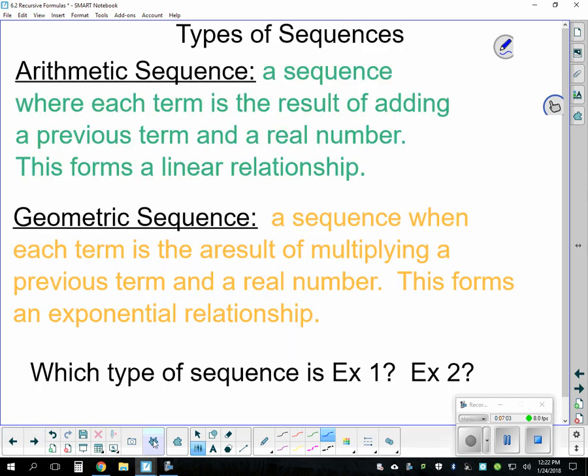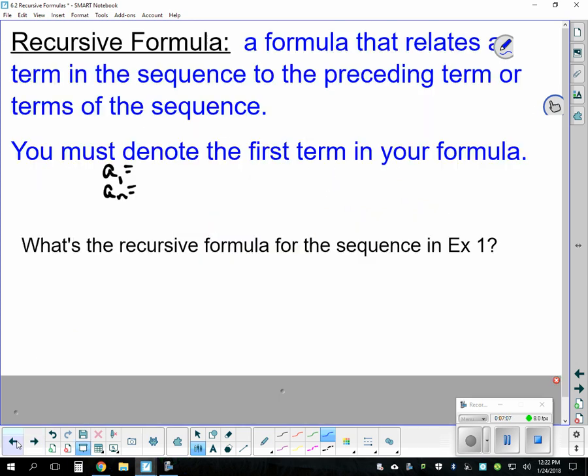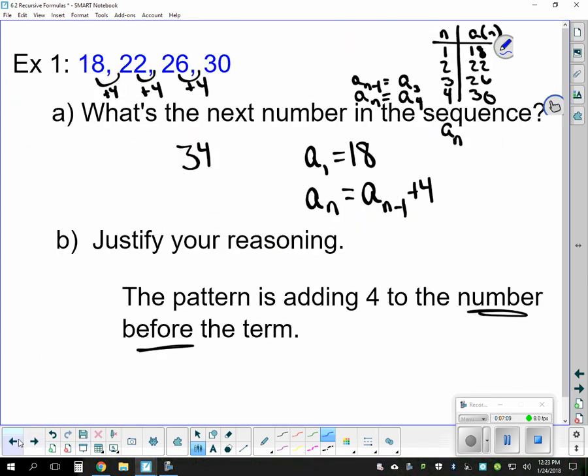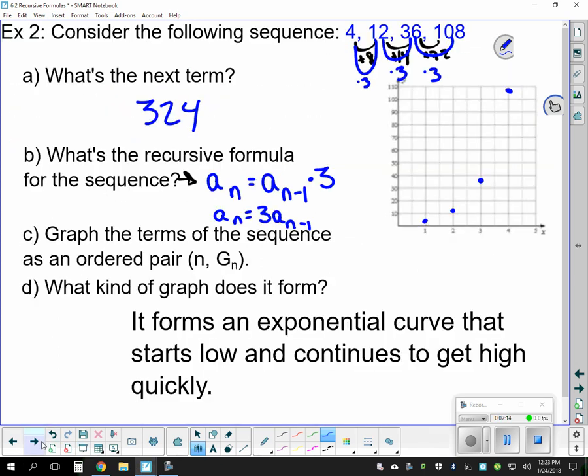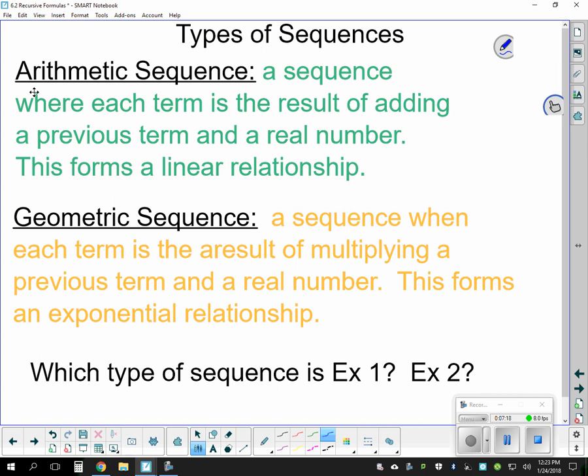Okay, there are different types of sequences. As you just saw, in our first example, we had one where we were adding the same number each time. And in example 2, we were multiplying by the same number each time. Those are your two different types. The first one is an arithmetic. Yes, I know you think that word's arithmetic, and it is if it is a noun, but here we're using it as a description of sequence, which makes it an adjective. So as an adjective, you pronounce it arithmetic.